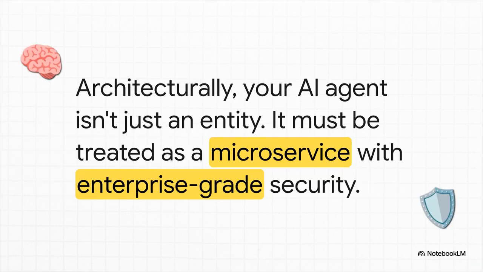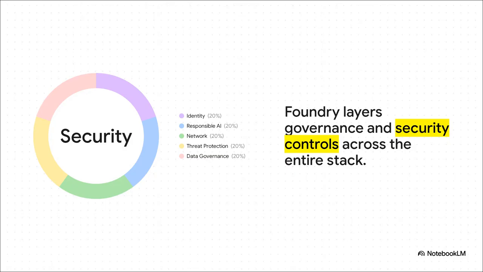And this all leads to a really critical mindset shift for any architect. Yes, it's a cool new AI entity, but in your system architecture, you have to treat it like any other microservice. And that means it has to live up to the exact same enterprise-grade security principles. No exceptions. And the Foundry gives you this layered security approach to do just that. It all starts with identity management. Then it includes responsible AI filters for the content. It secures the network layer, adds threat protection with Defender for Cloud, and it ensures proper data governance. It's the whole shebang, a comprehensive security posture just like you demand for any other critical application.